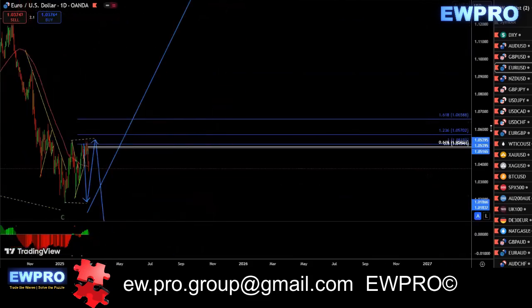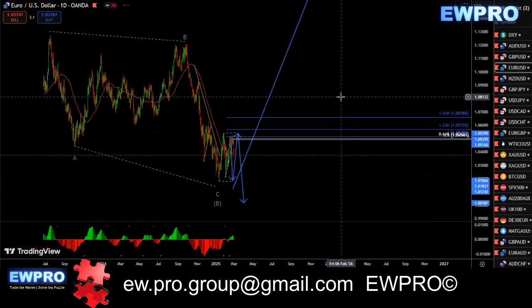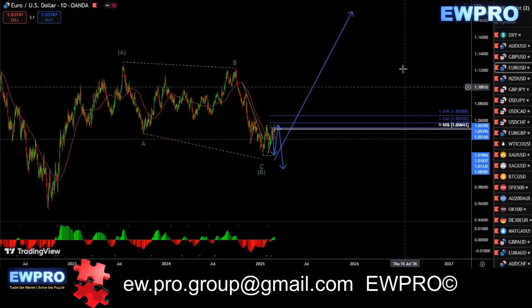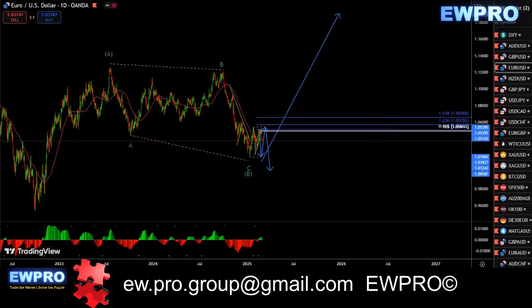EU, looking at this A, B, C. But again, like I've mentioned many times the last few weeks, this is looking corrective, to go and break the low.